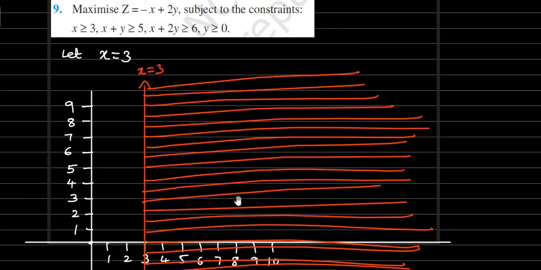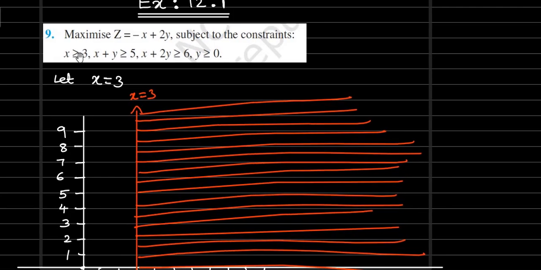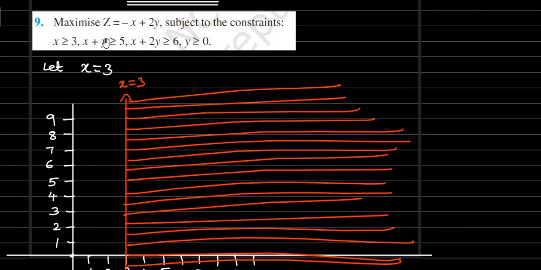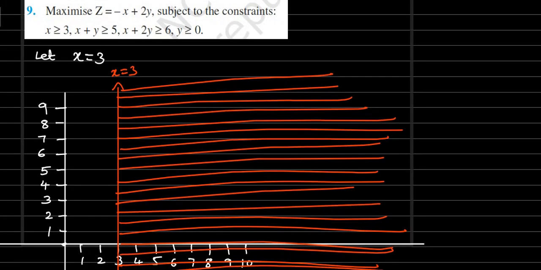Okay, so this is the solution space including the line, and the shaded part is the first inequality's solution space. Now what is the second one that we have? X plus y greater than or equal to 5. Now we need to identify the solution space here. For that, the given inequality we have to change into an equation. Okay, I'll do it over here.